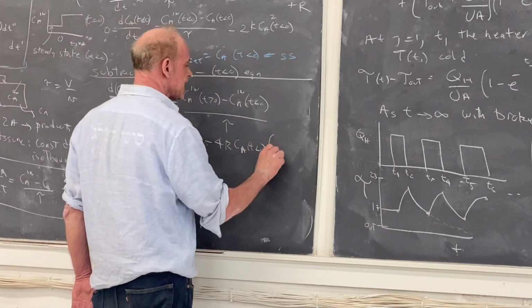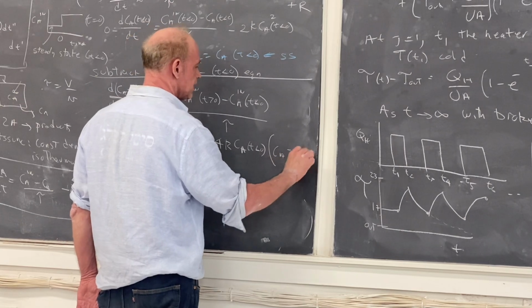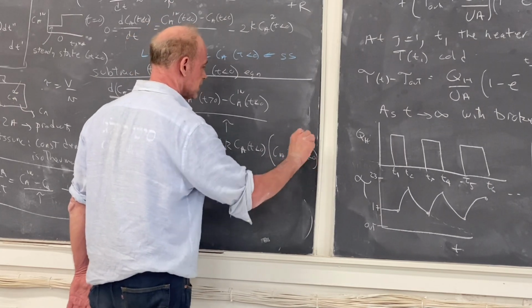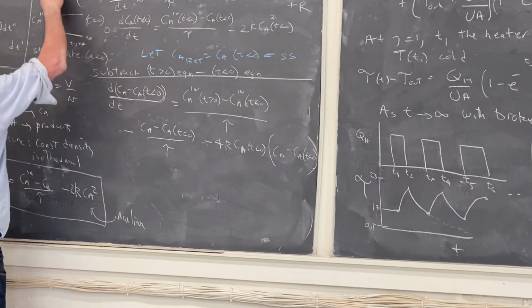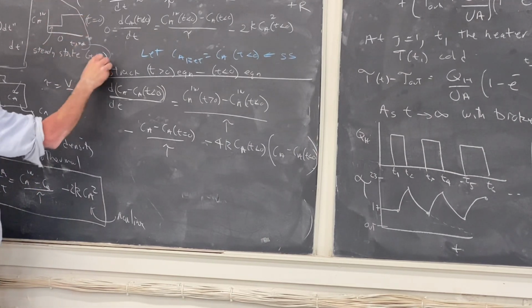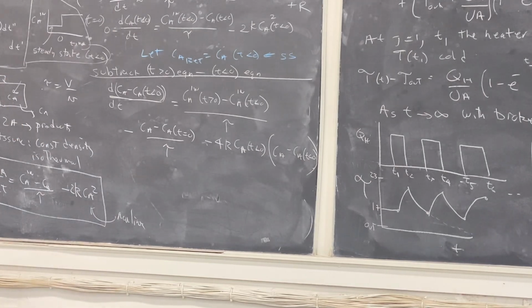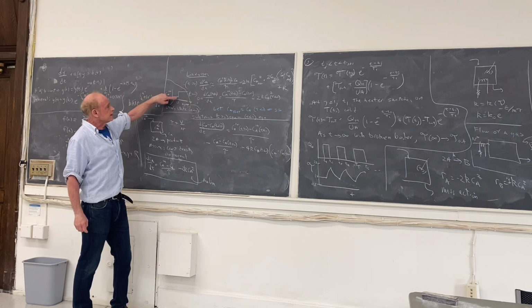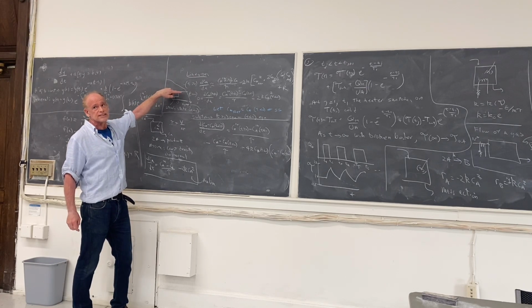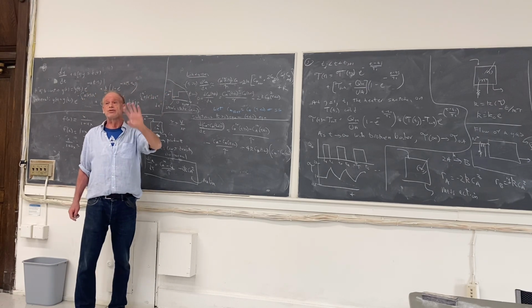Times CA minus CA at t less than 0. Okay, so let's just review what I did. I wrote out the general CSTR equation, which I then linearized. And again, the situation is for t less than 0, the system was at steady state at a particular value of CA in. And then I introduced a step change in CA in, leaving the volumetric flow rate the same.